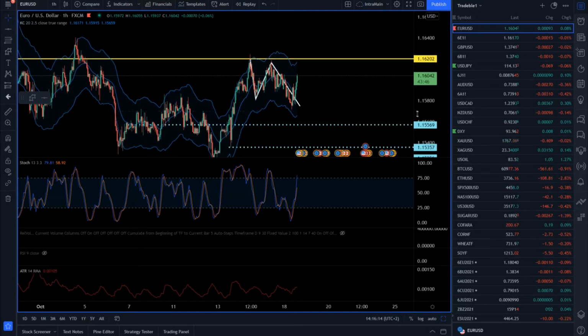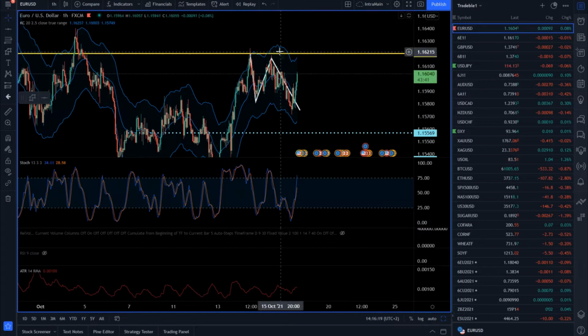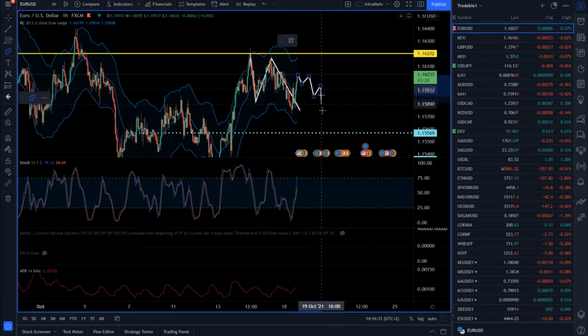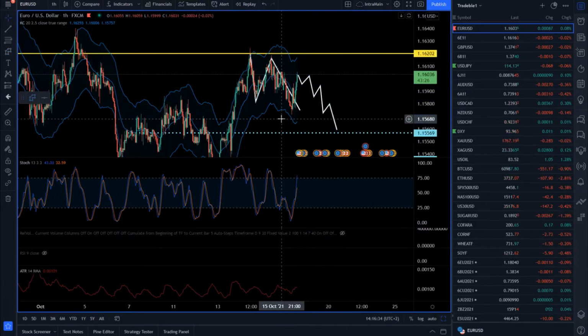So in that sense, we can go into the Euro versus US dollar and see what the current structure is suggesting. From my perspective, as long as 1.1620 can hold, I can see more downside. So that's one scenario: if this 1.1620, 1.1625 can hold, there's still more chance for a downside movement.